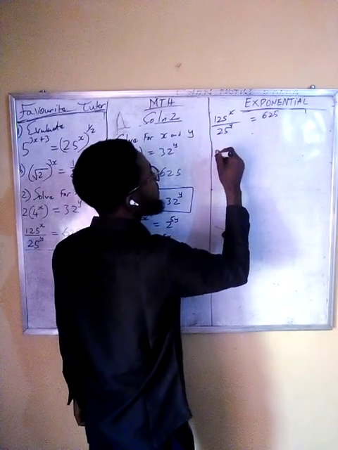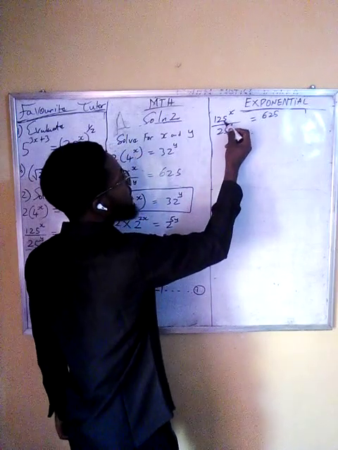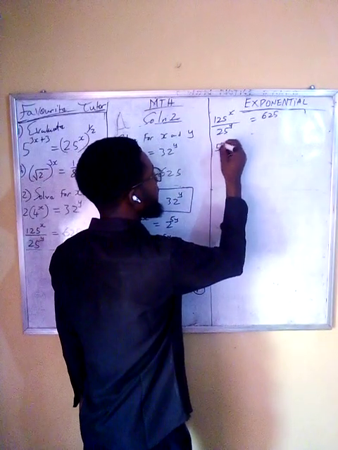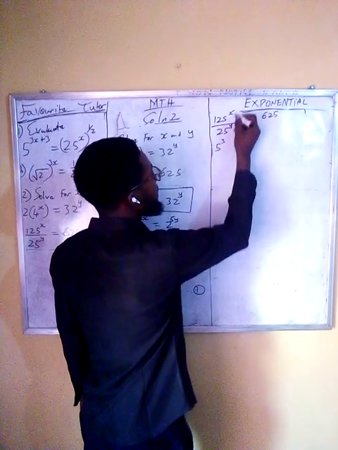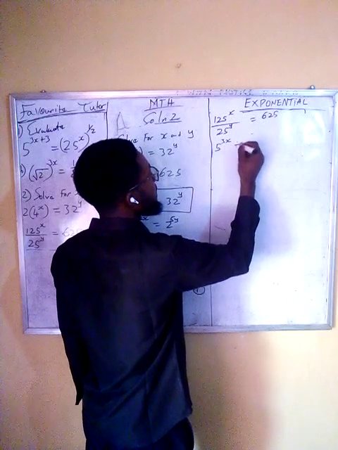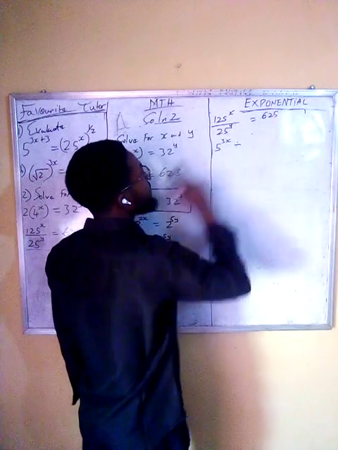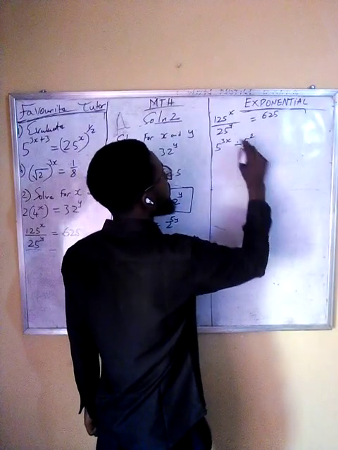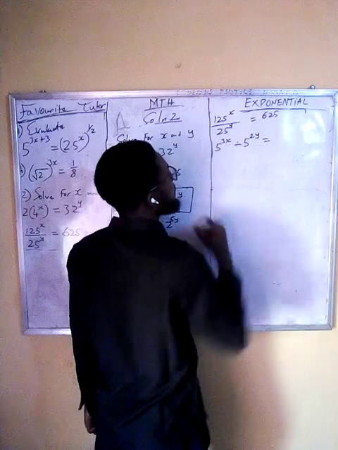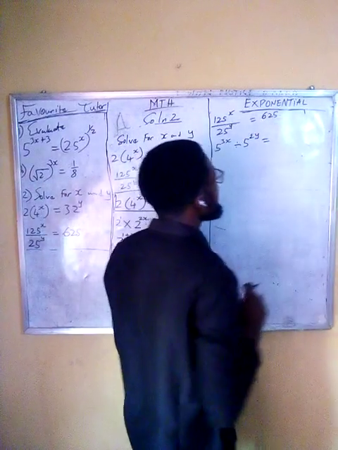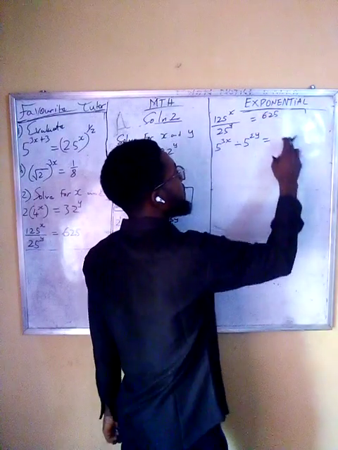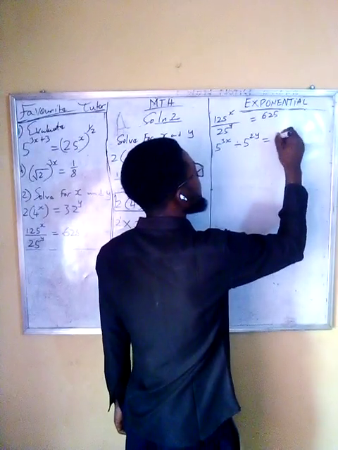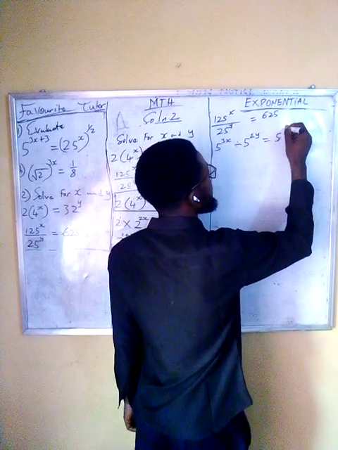First of all, 125. Let us change it to index form. 125 is 5 raised to the power of 3x, divided by 25. 25 in index form is 5 raised to the power of 2, then y. 625 in index form is 5 raised to the power of 4.